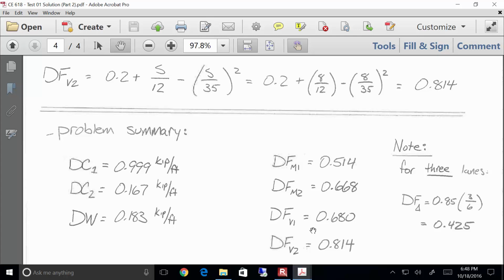Because the total width, remember, how do you determine that? You take that total roadway width and you divide by 12. Okay, the roadway width is what, 44? So if you take 44 and divide by 12, what do you get? What, three and change, right? Remember, you take the floor, so there's three lanes. So three lanes over six girders times the appropriate multi-presence factor, which for three lanes is 0.85. There's your distribution factor for deflection.